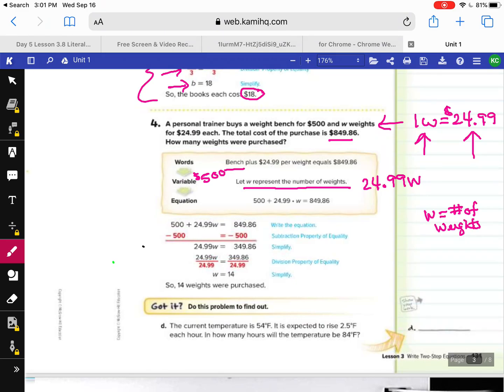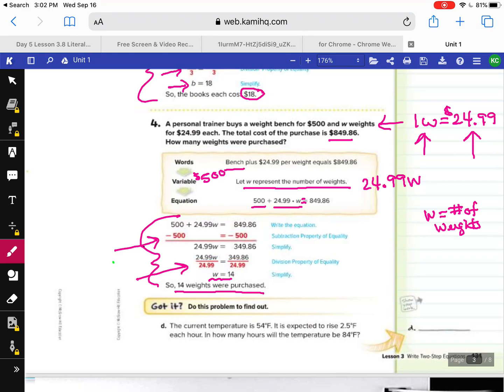So we can see here that our equation is the bench at 500 plus $24.99 times W equals my total of $849.86. Now you can follow along here with the equation as written, and now I follow my two-step solving equation process. I subtract my constant on both sides. I divide by $24.99 on both sides to isolate W, and I can see that the trainer purchased 14 weights.